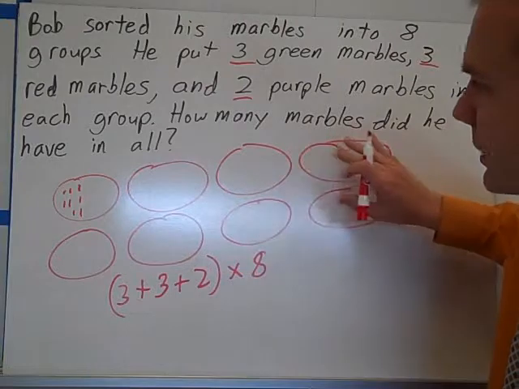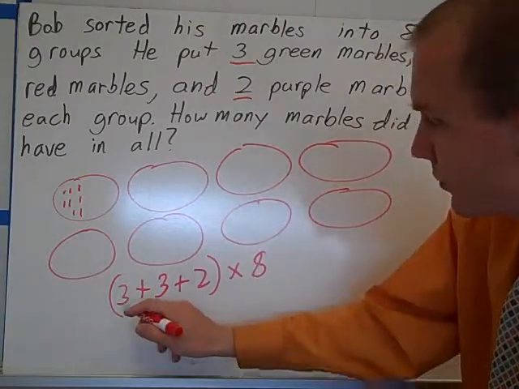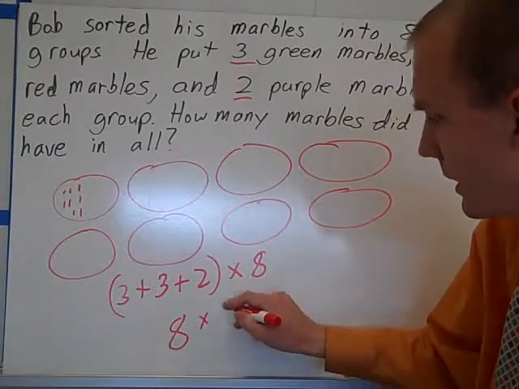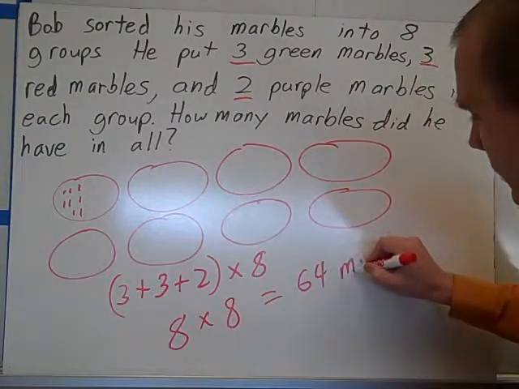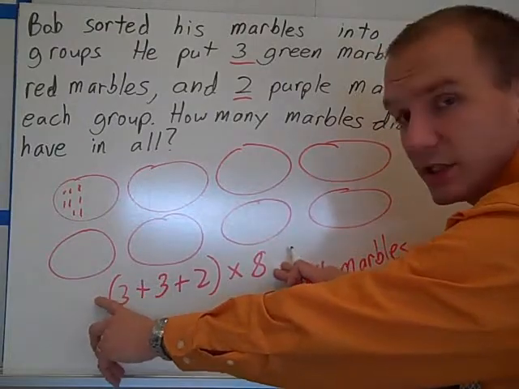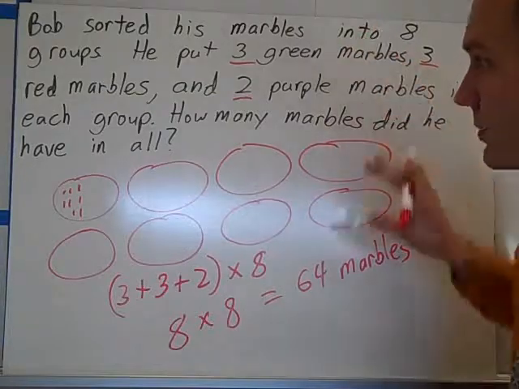I got all of that just from starting to draw a picture and realizing here's an expression I can write. So 3 plus 3 is 6, plus 2 is 8. And 8 times 8 equals 64 marbles. Again, the most important step is getting to this expression based on a sketch or a mental picture, or just a general understanding of the problem.